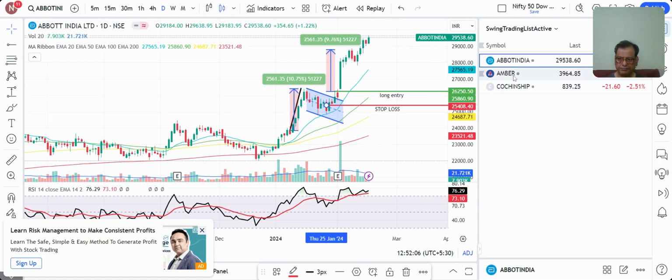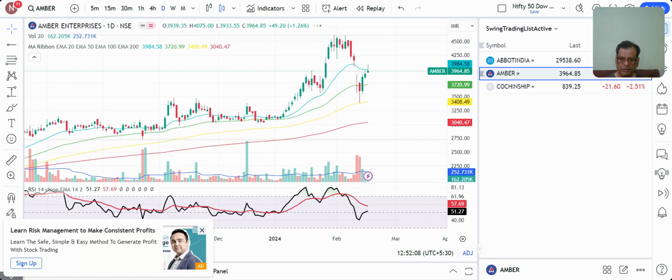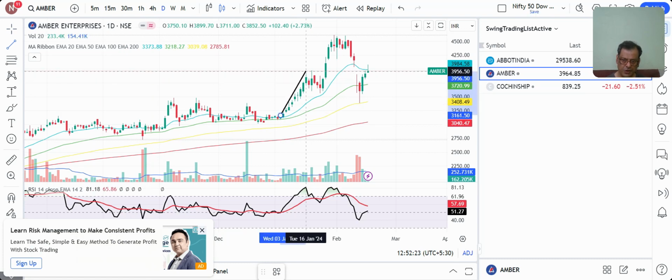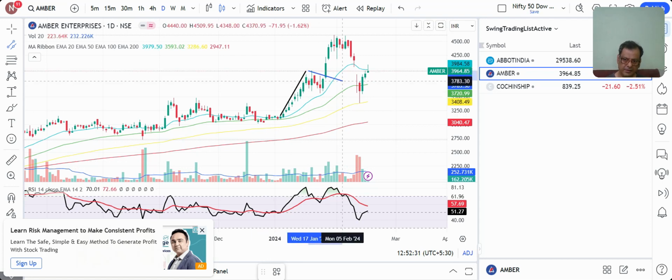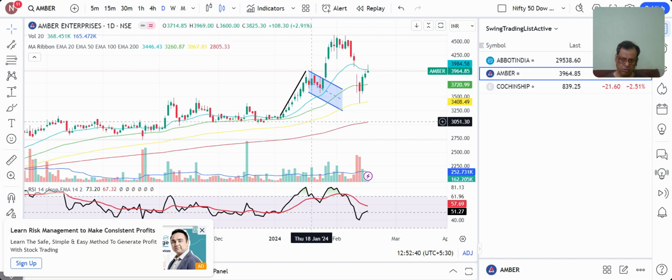I'll go to Amber. In Amber, like I was mentioning earlier, you have a slightly tilted pole. So this is your pole. This is your flag. Okay. So this is your pole. This is your flag. Your entry would be anything above this point.